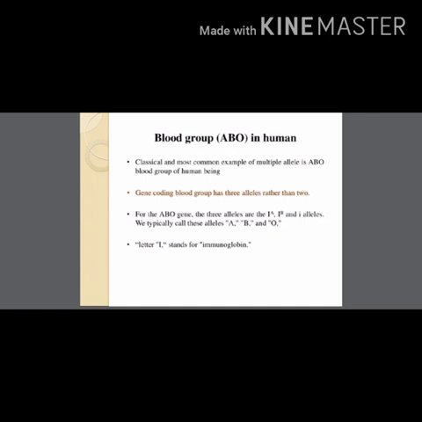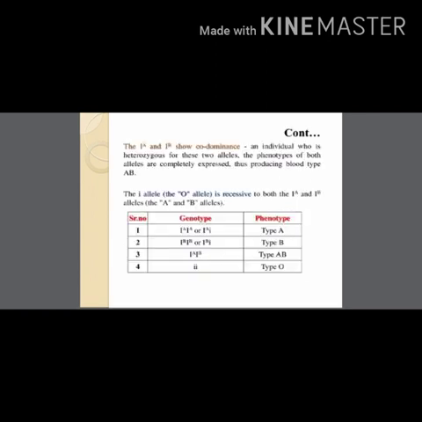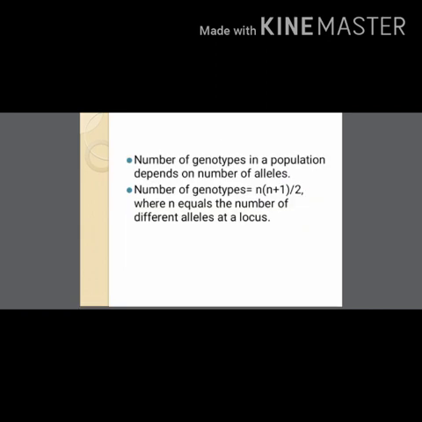We write these alleles as A, B and O alleles, where I stands for isoagglutinin. IA and IB show codominance, which means in an individual who is heterozygous for these two alleles, the phenotypes of both alleles are completely expressed, thus producing AB blood type. The i allele or the O allele is recessive to both IA and IB alleles.